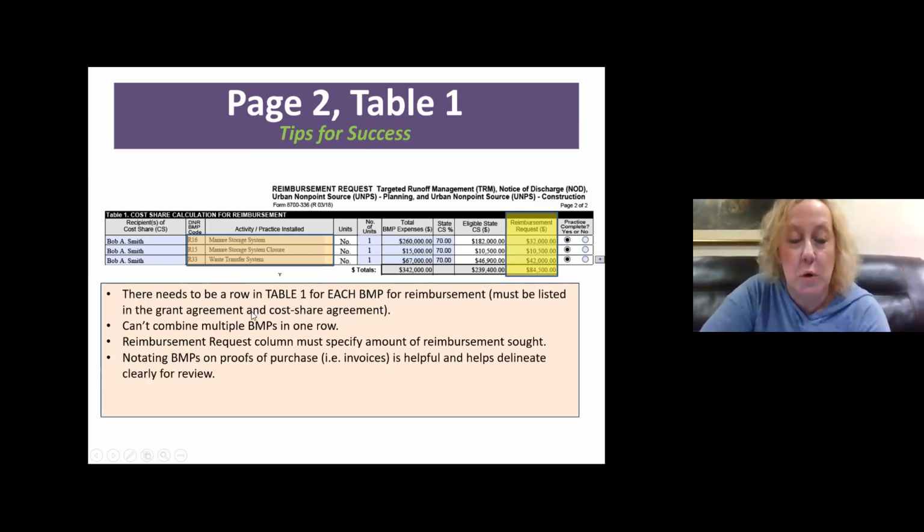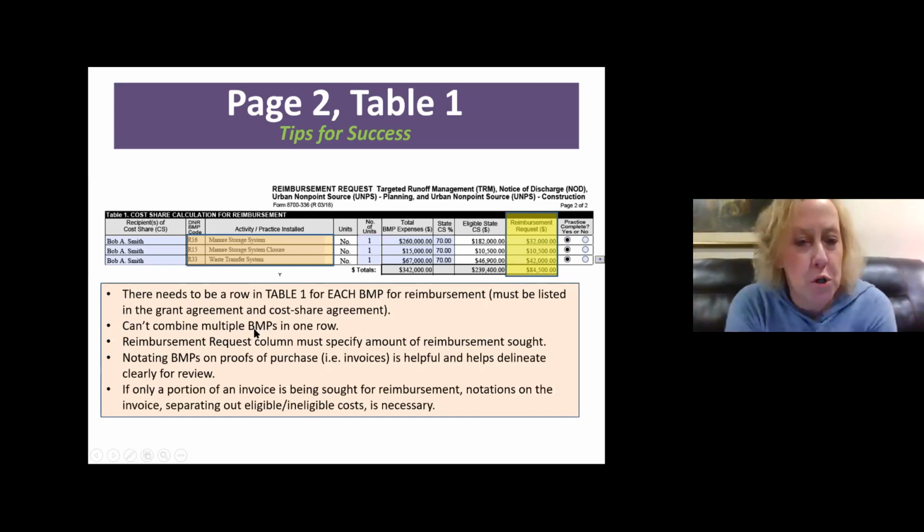To the extent that you can, it's really helpful to notate the BMPs on your proofs of purchase. So when you've got invoices coming in from the various contractors that installed the practices, if they didn't mention the BMP, like they said that they were working on a manure storage system for Farmer John, to the extent that you can put the BMPs on those invoices and name them, even in a handwritten note, that's really helpful to know what invoice is tied to what BMP.